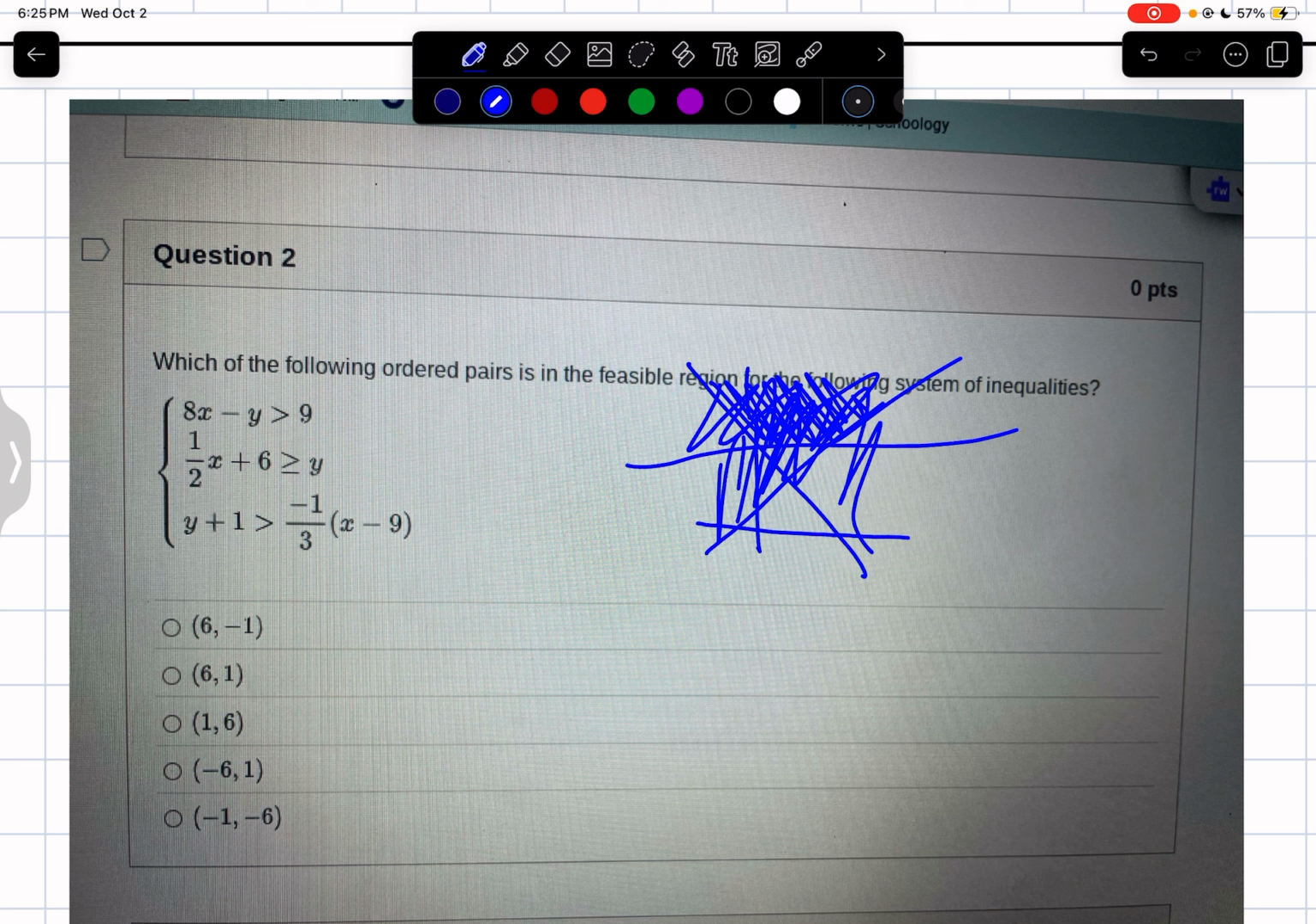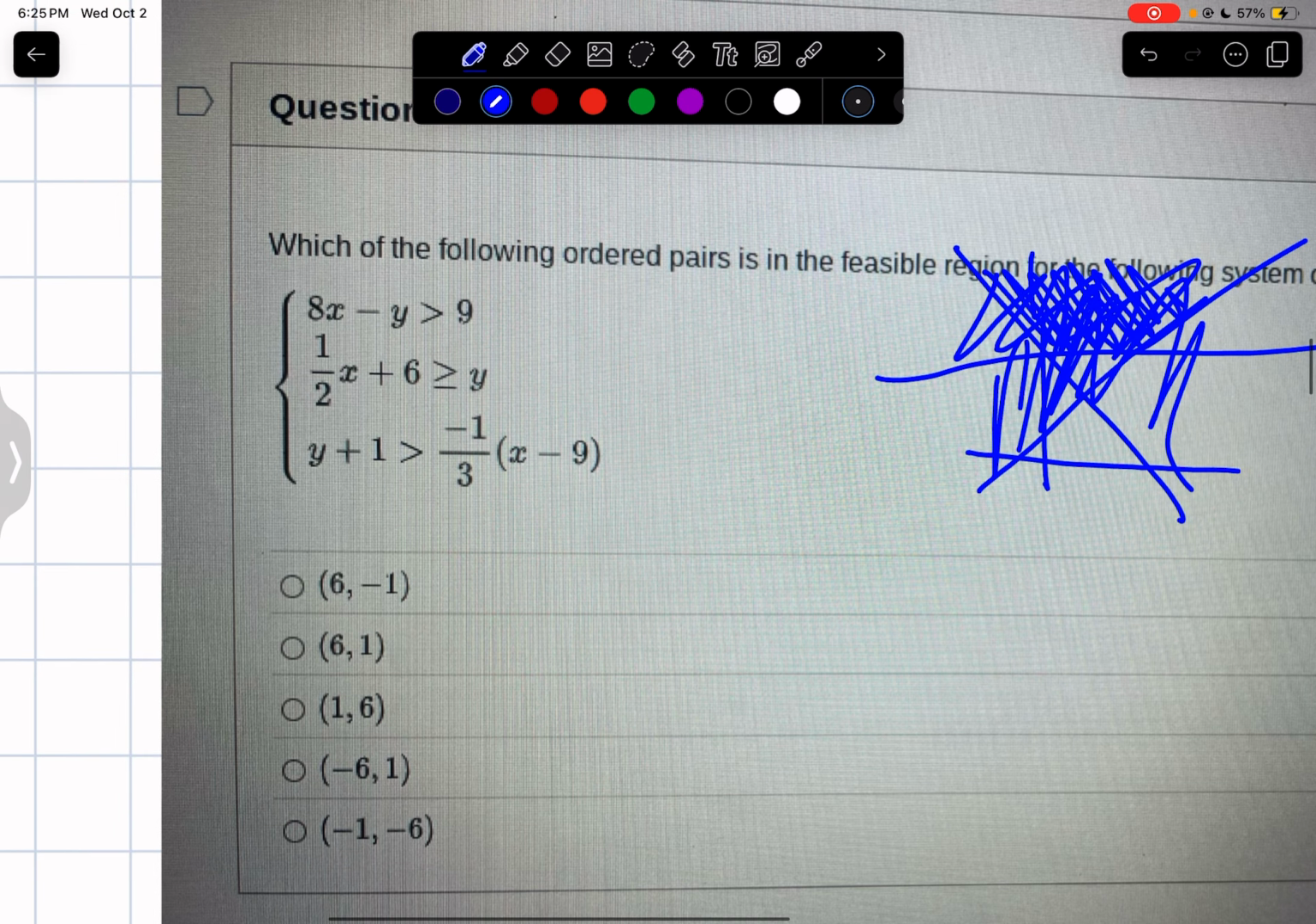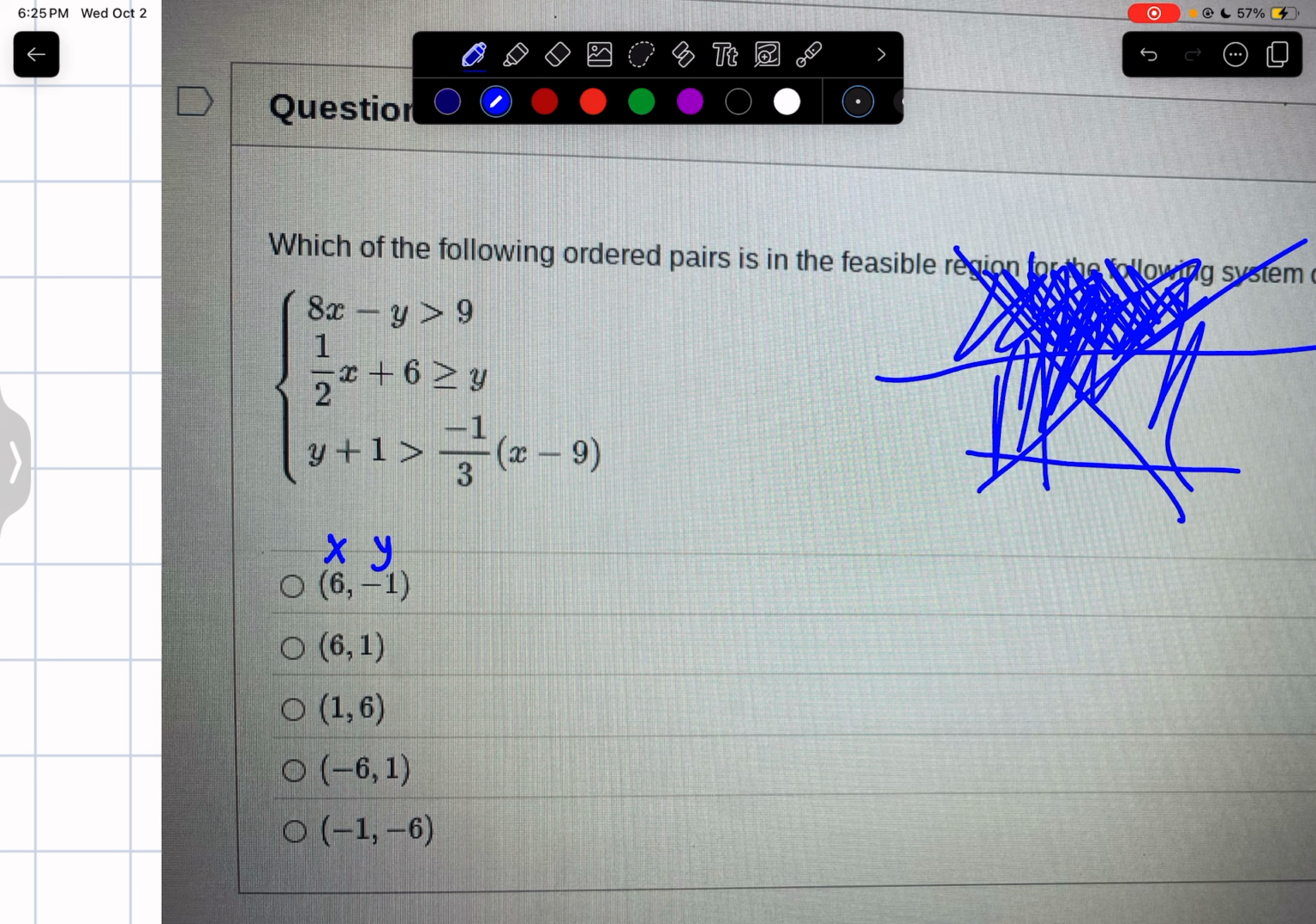But here, since you don't actually have a graph, and honestly, even if you did, it would still take a while, what you can do is just plug each x and y value into all three inequalities to see which ordered pair makes the entire system true. It might take a while, but we're hoping that we have pretty numbers and get lucky and it's either A, B, or C, and we don't have to do all 5 options.